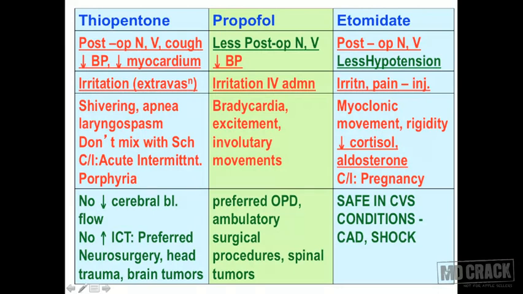Thiopentone produces a lot of post-operative nausea, vomiting, and cough. It suppresses the myocardium and decreases the blood pressure. Propofol has less post-operative nausea and vomiting, but it could produce hypotension. And as far as hypotension is concerned, etomidate produces the least, but it does produce post-operative nausea and vomiting.